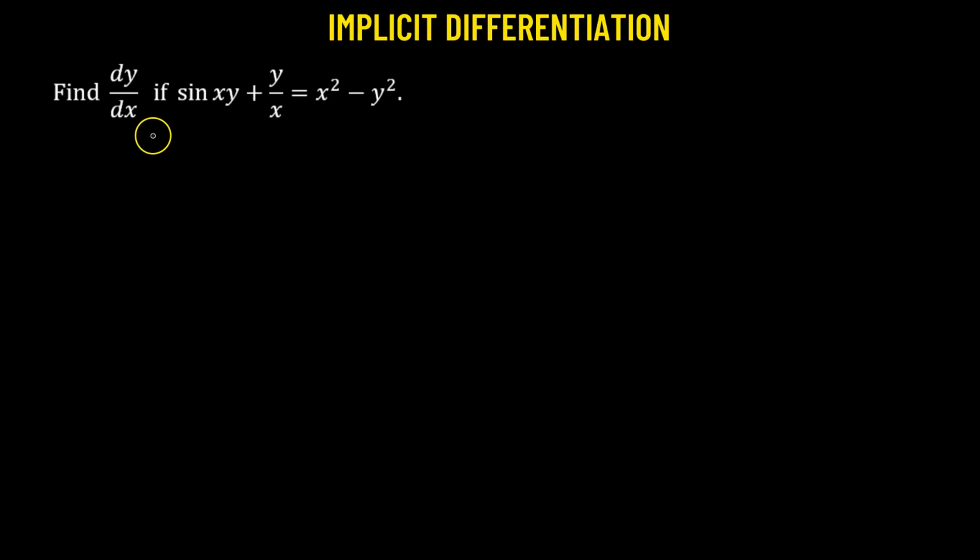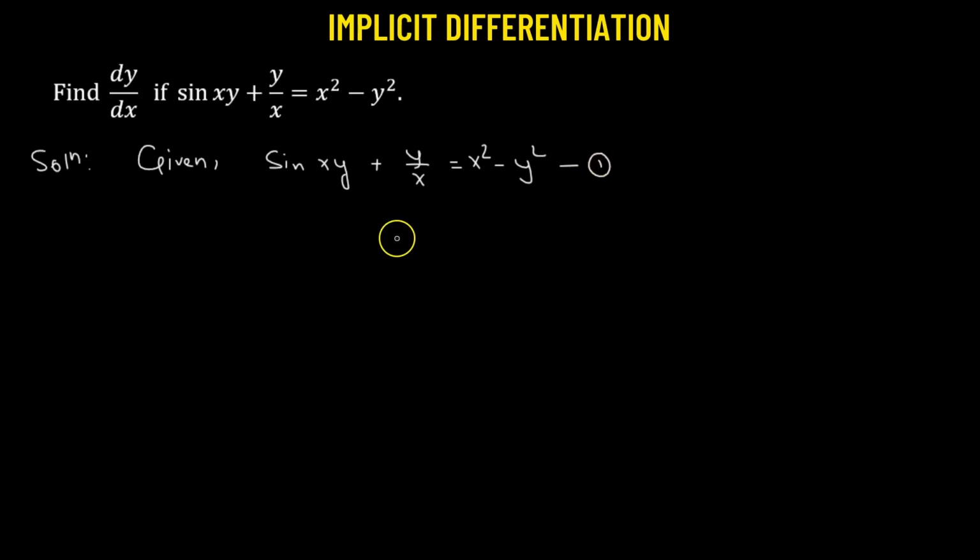We need to obtain the derivative of y with respect to x when we have an implicit function. So let's begin our problem by using the implicit function. Here we have sine of xy plus y over x equals x squared minus y squared. We'll consider this to be equation number 1. What we'll do, we'll multiply throughout equation number 1 with x.